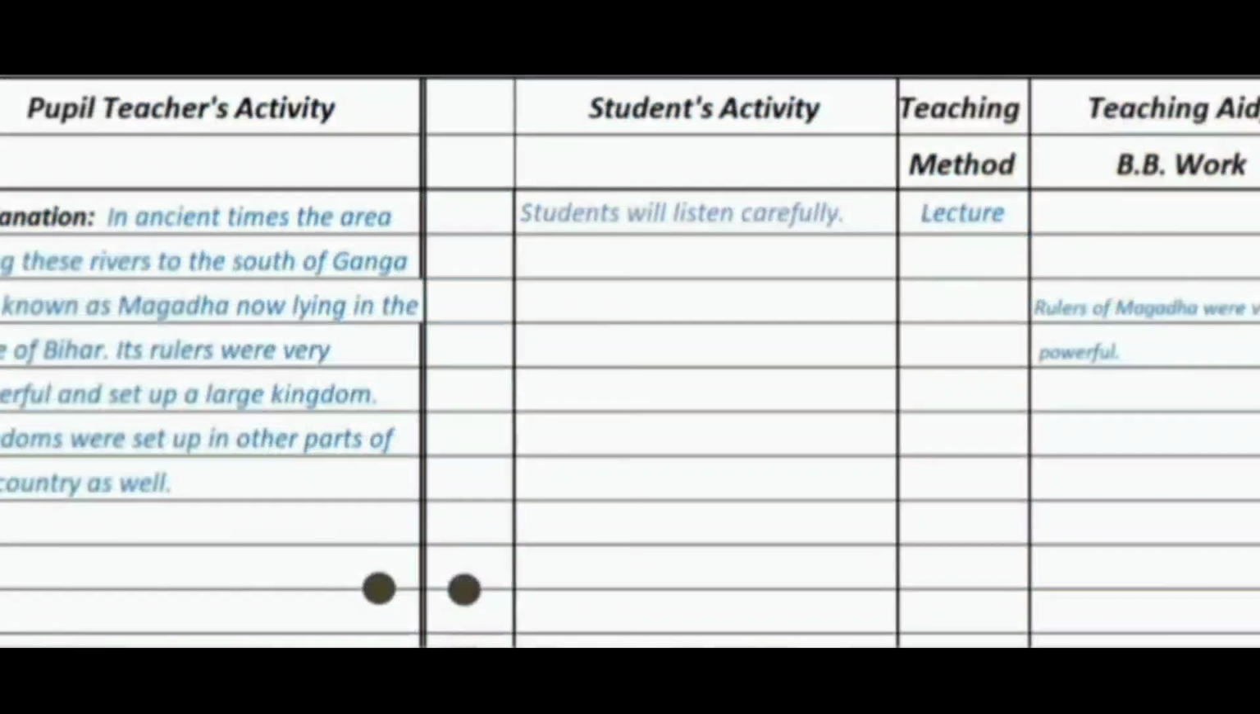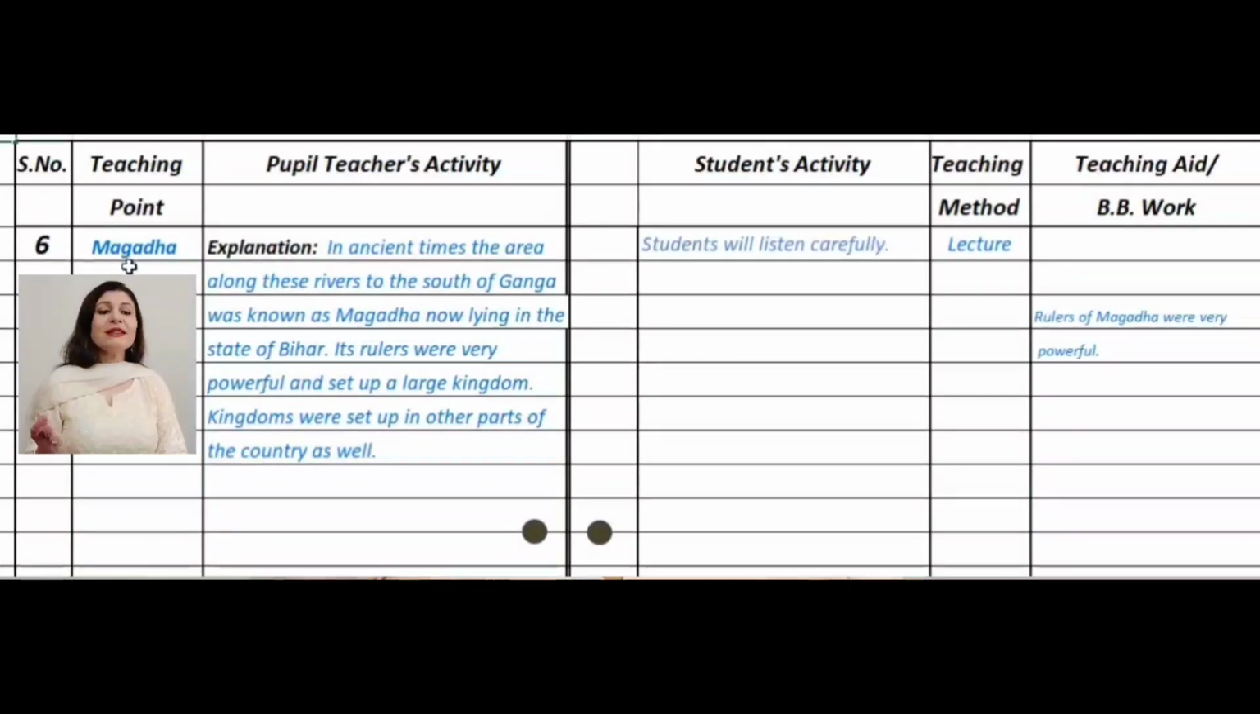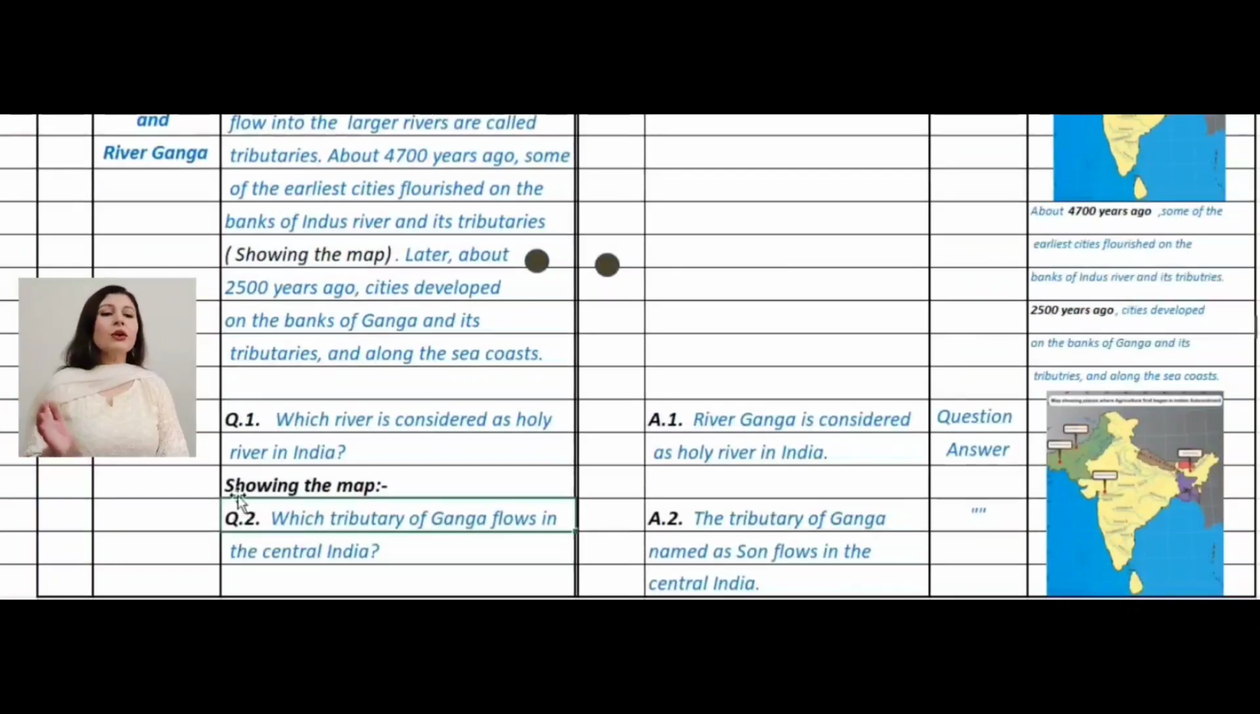Then, the sixth and last teaching point is Magad. So, before explaining this point, we'll again ask two questions. Question 1 will be, which river is considered as holy river in India? The expected answer of the students is that River Ganga is considered as holy river in India.